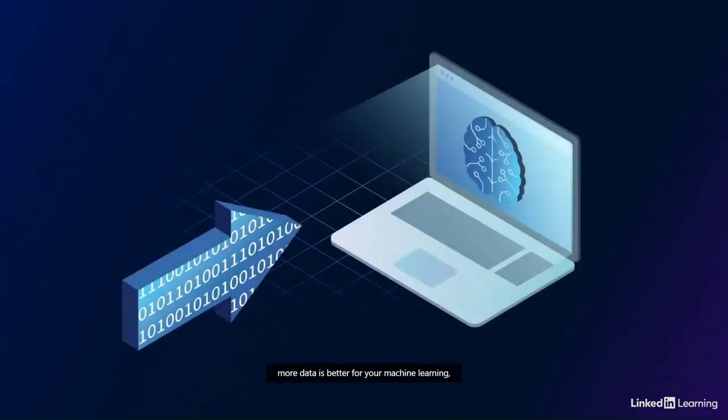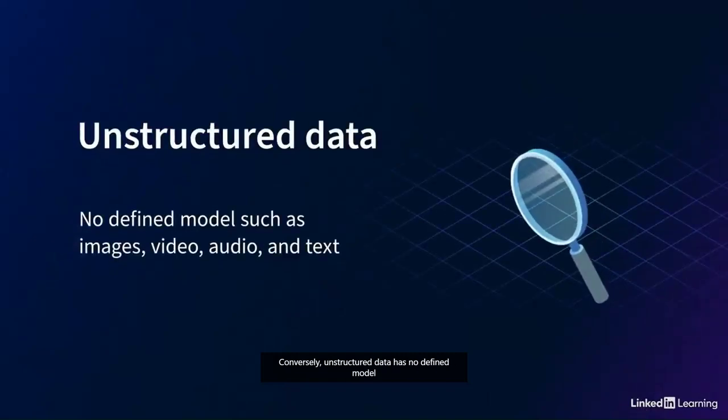When it comes to volume, more data is better for your machine learning. And you'll see why in the next few lessons as we discuss splitting our data for training and testing, so please keep that in mind. You often need thousands or millions of data points for accurate training, especially with deep neural networks. Conversely, unstructured data has no defined model, like images, video, audio, or text. This is common for computer vision and NLP tasks. The algorithm extracts relevant patterns from pixels and words instead of column values.